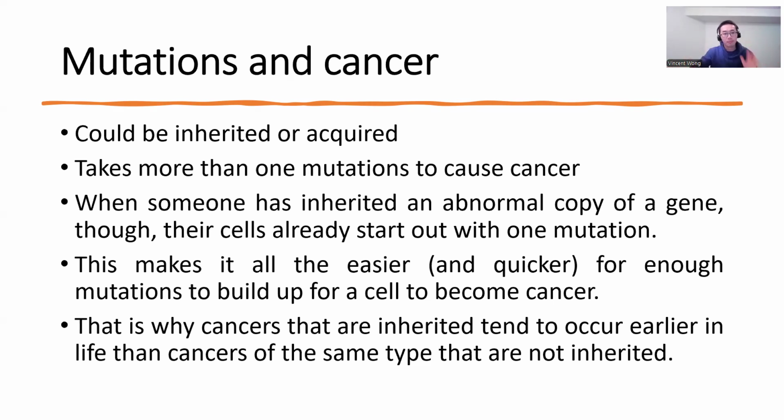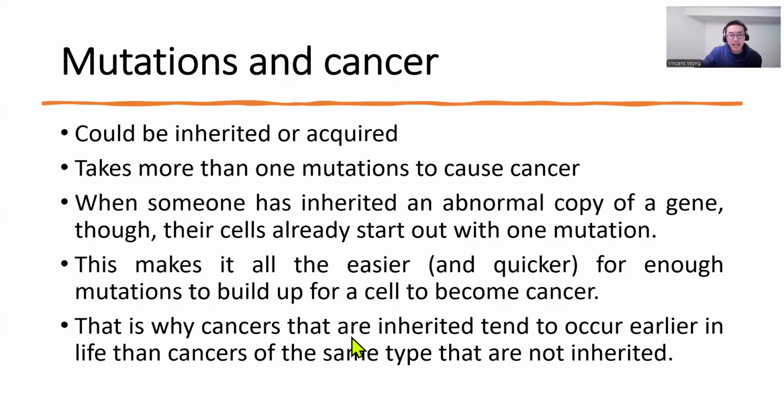Okay, so back to our point here. When someone has inherited an abnormal copy of a gene, their cells already start out with one mutation, and it makes it easier and quicker for enough mutations to build up for a cell to become cancer. Now, once again, I have to emphasize, I am simplifying these things, okay? It's super, super rare for a single mutation to cause cancer right away. It's usually a bunch of mutations. So a bunch of green lights that are permanently stuck on and a bunch of red lights that are not turning on, then it leads to cancer, okay? But I'm oversimplifying things for us to understand it.